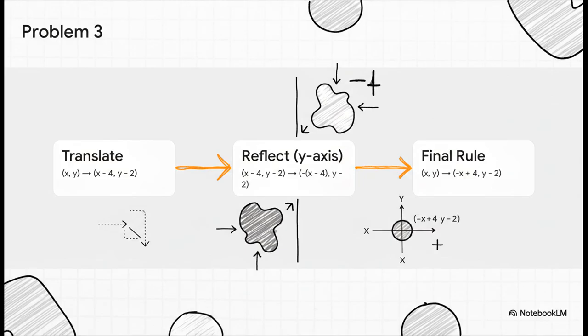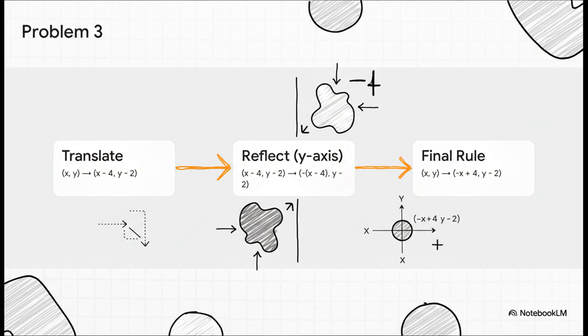Now, this one has a little trap you've got to watch out for. First, we translate, which gives us (x - 4, y - 2). Simple enough. Then, we reflect over the y-axis. Now, that rule makes the entire x-coordinate negative, so our x - 4 becomes -(x - 4). The crucial move here is to distribute that negative sign to both things inside the parentheses.